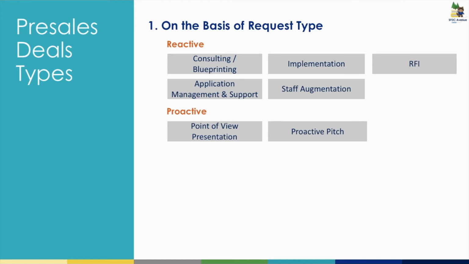Then we have RFIs. RFI requests are mostly floated to collect pre-selection information from vendors to assess their capabilities, so that if that is passed, the vendors can be invited to RFP.